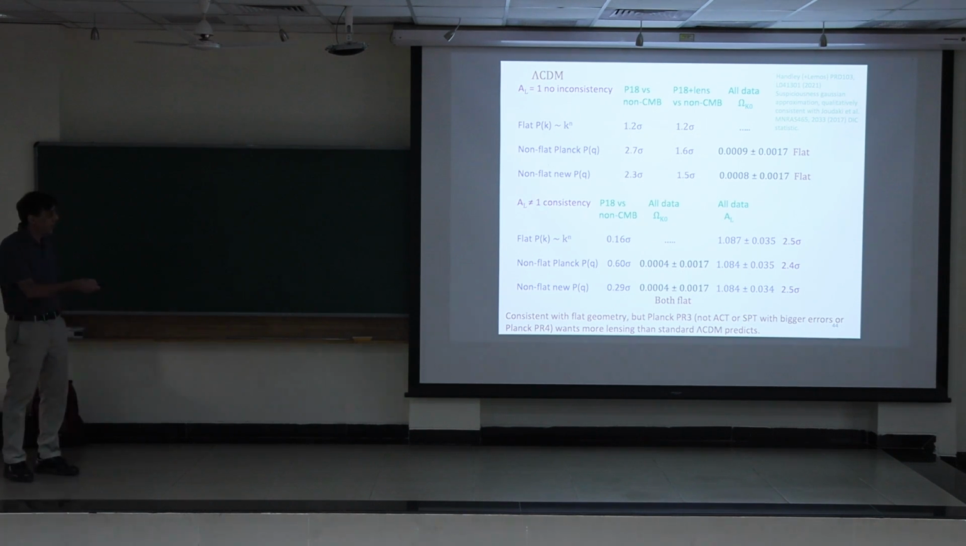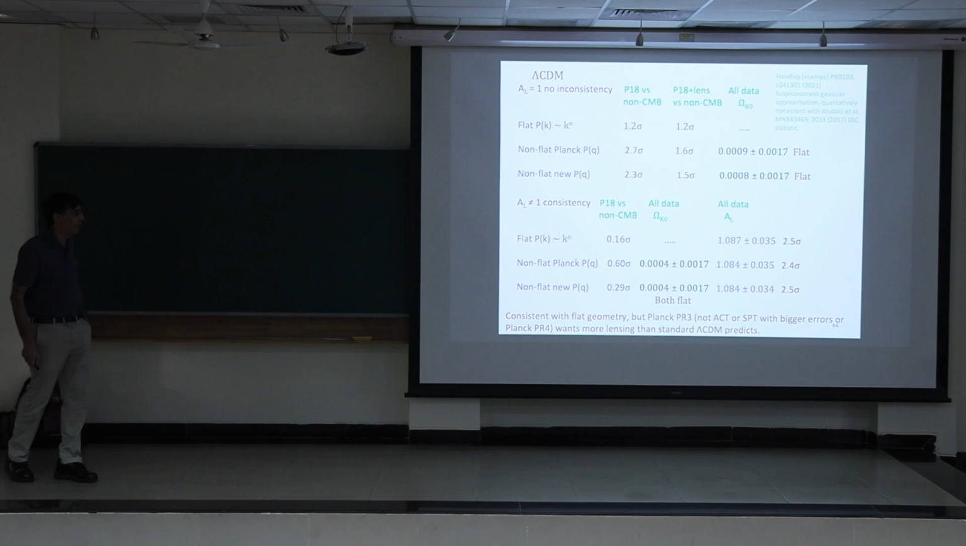So if we put back in A sub L and allow that to vary, the inconsistencies get much, much smaller. So it's insignificant in the flat case, and it's pretty insignificant with the non-flat cases also. So you can jointly analyze these data, and if you analyze that data set and measure space curvature, you get it even more consistent with flat geometry. But A sub L is 2.4, 2.5 sigma greater than 1.